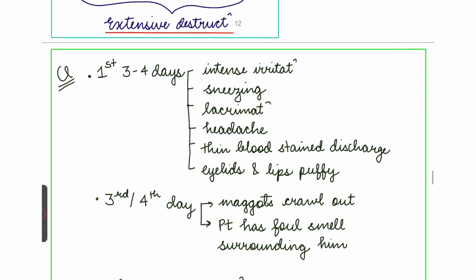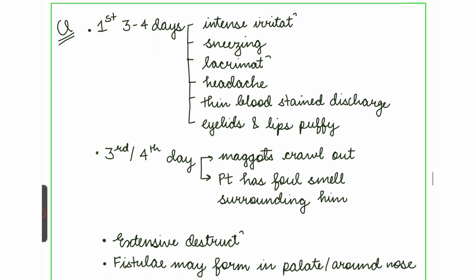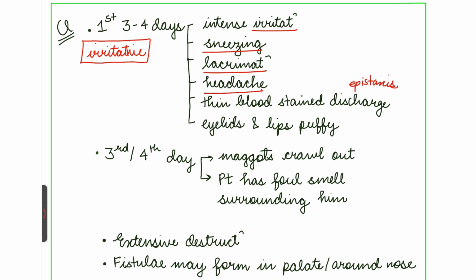Let's look at the clinical features. In the first 3 to 4 days, the patient is going to have irritative symptoms. These irritative symptoms can mimic allergy, and they are due to maggots. So the symptoms are irritation, sneezing, lacrimation, headache, epistaxis, and puffiness of eyelids and lips. You can see that most of these symptoms mimic allergy.